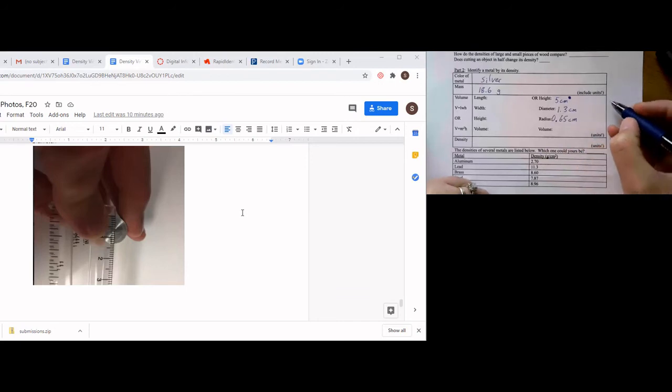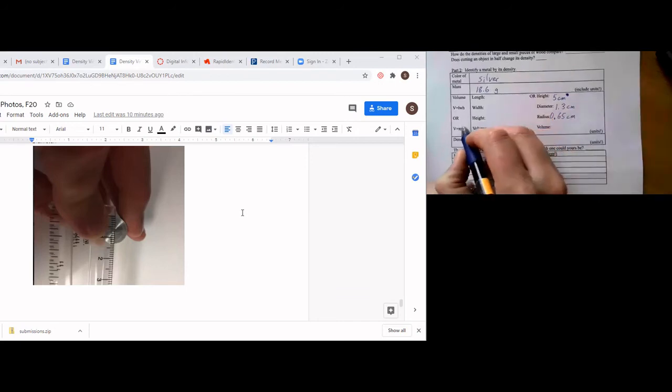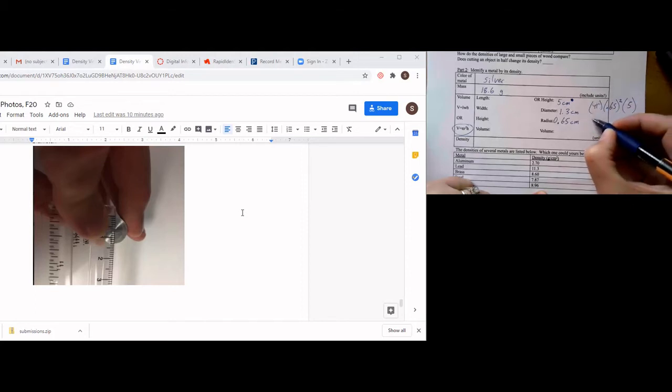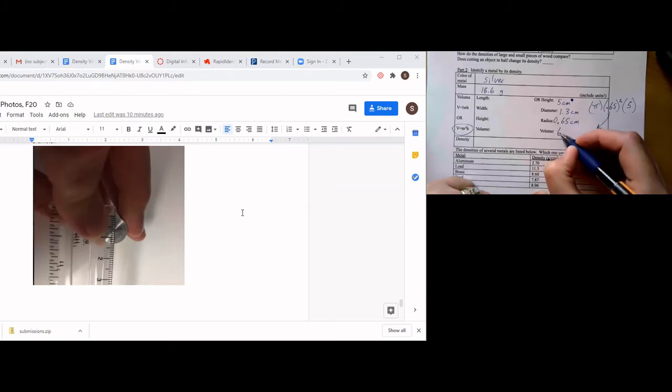Now it's time to find the volume. Here's the formula. So we need to do pi times the radius, 0.65 squared, times the height, which is 5. When we do that, we end up with the volume, which is 6.64. Now it's cubic centimeters, because that's a volume.